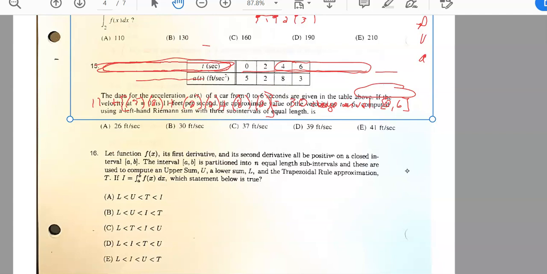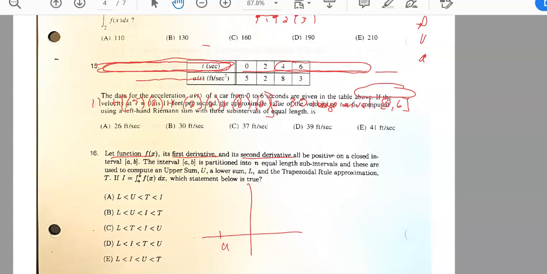So if you read through this, they're going to tell you that you have a function, first derivative, and second derivative that are all positive on a closed interval. So what that really just tells you, let's say this is A, this is B. If the function is positive, you're above the x-axis. The first derivative is positive, you're increasing. Second derivative is positive, you are concave up. So it's going to look like this. Then they're going to tell you that U is going to be used to compute an upper sum. L is your lower sum. T is your trapezoid rule. And then I is your integral.